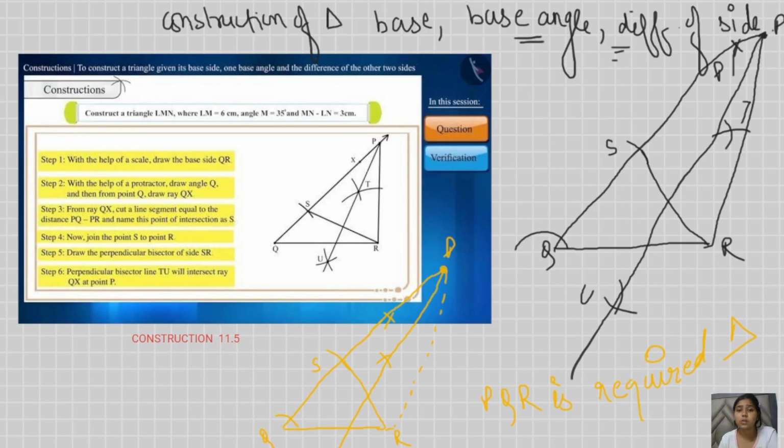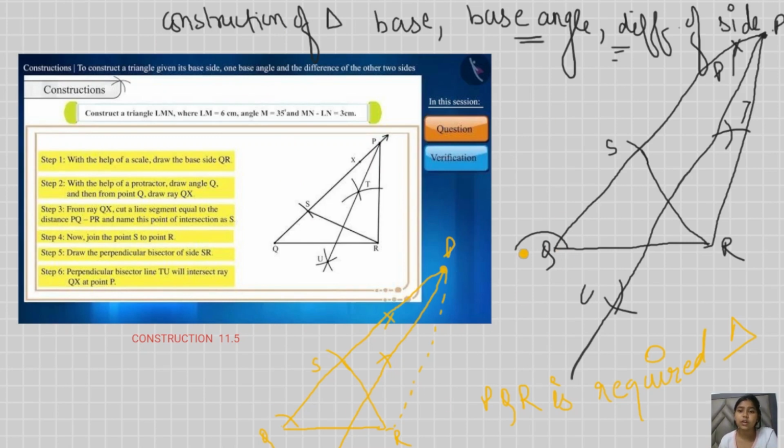In the case of when the sum of the two sides is given, you just have to form a line segment, then form an angle, then make a cut or an arc depending upon the sum of the sides given. Then you have to join it with the third side, then make a perpendicular bisector of these two. Then you have to join them to the second side.